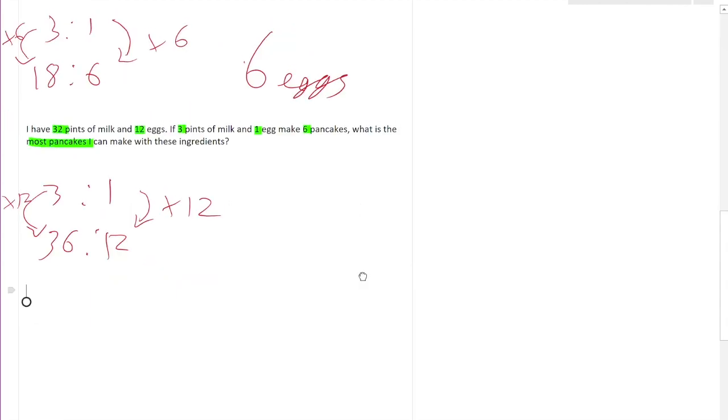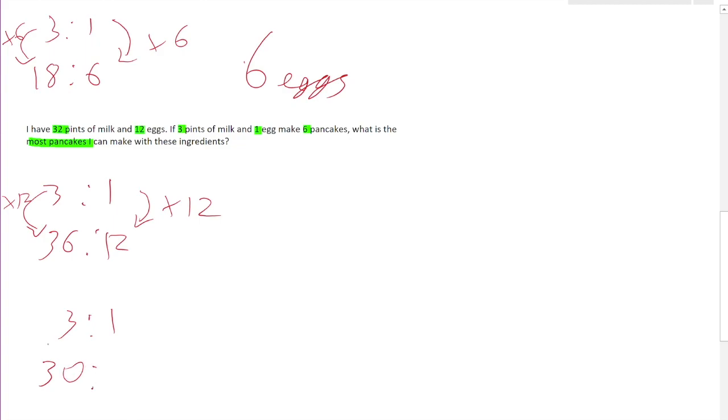If we had 32 pints of milk, there we go. Still a 3 to 1 ratio, but instead we've got 32. Now 32 is not a nice whole number, and sometimes we might just have to deal with that. But if you stop and think, realistically, we are not going to be using thirds of an egg. So we'll take this down to the largest nice whole number, which is 30.